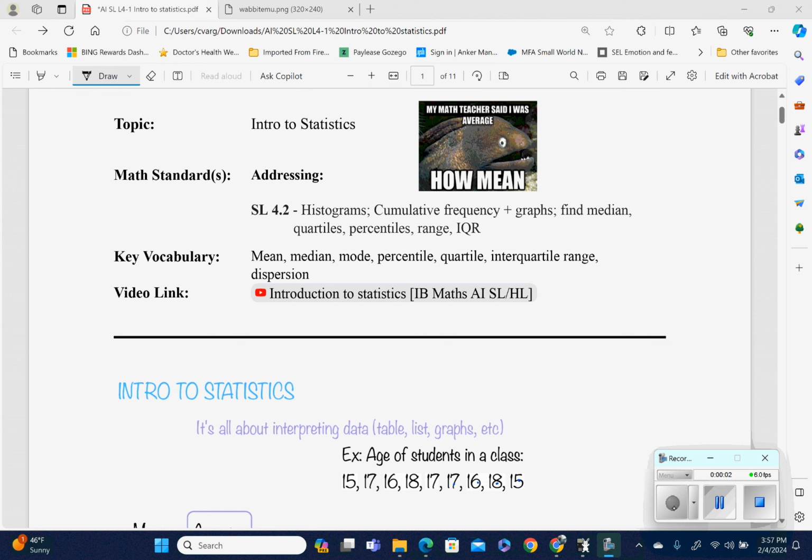Alrighty, so welcome to the first lesson for Intro to Statistics. This is topic 4, which encompasses statistics as well as probability.